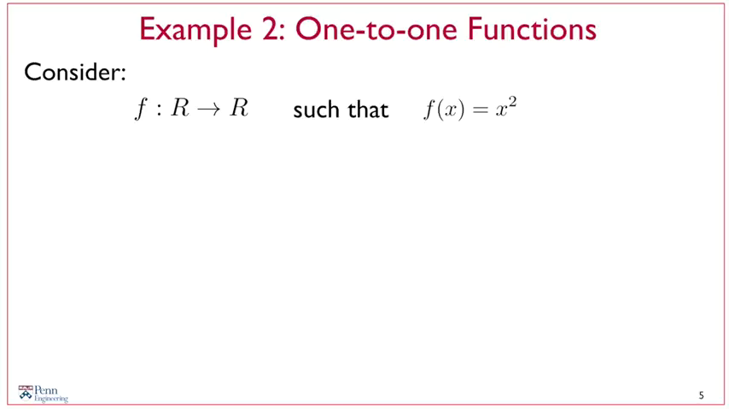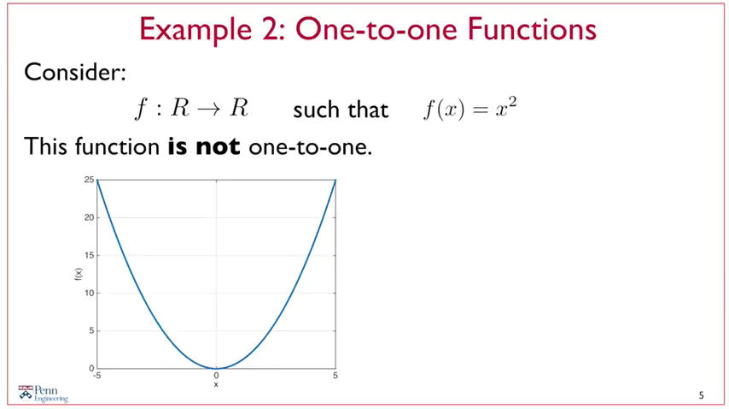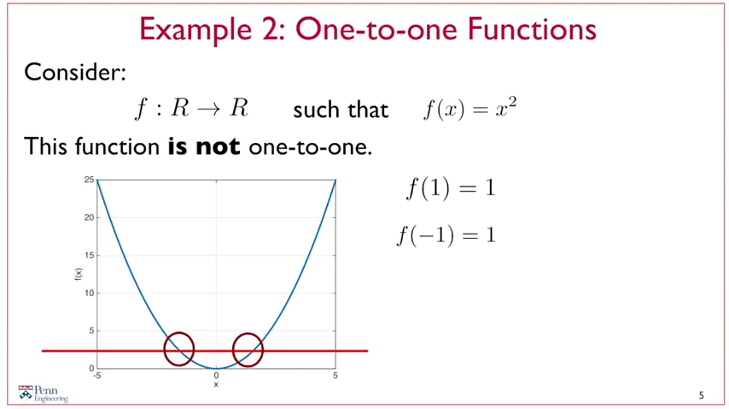Now, consider the function f of x equals x squared, again with domain and codomain R. This function is not one-to-one. Consider the graph of f of x equals x squared. We can see that the horizontal line y equals 1 will intersect the graph at 2 points. We can confirm this by observing that f of 1 and f of negative 1 both equal 1.